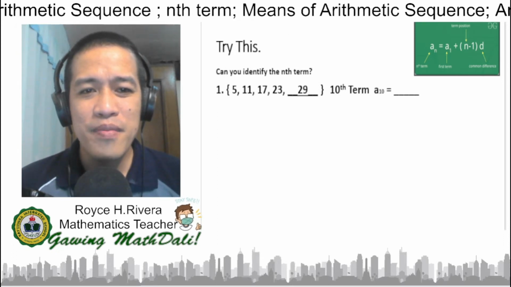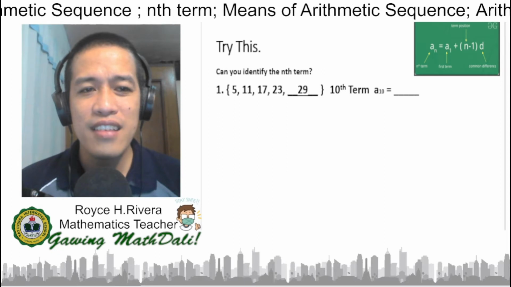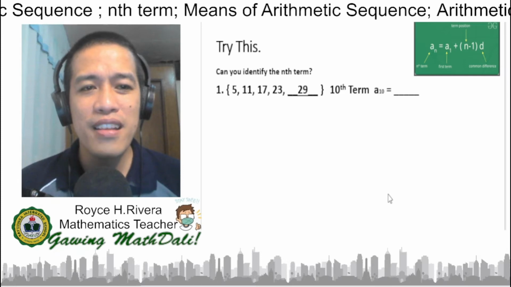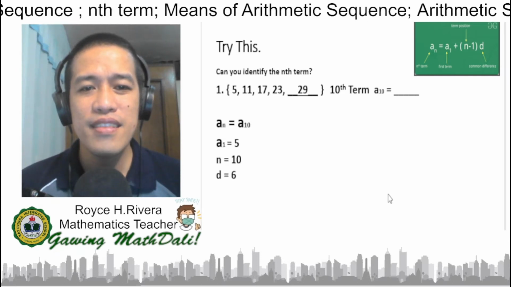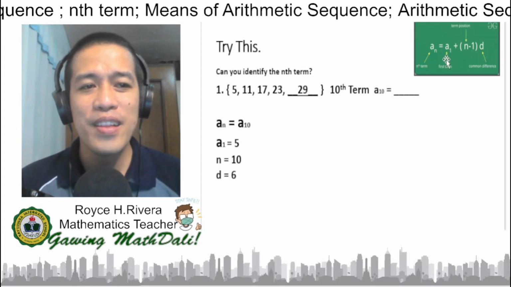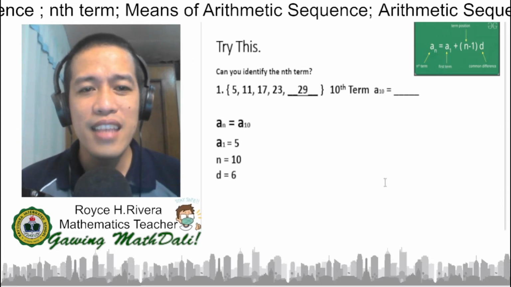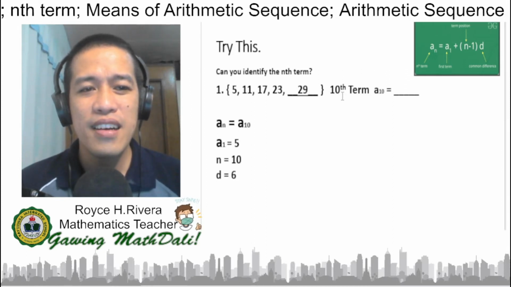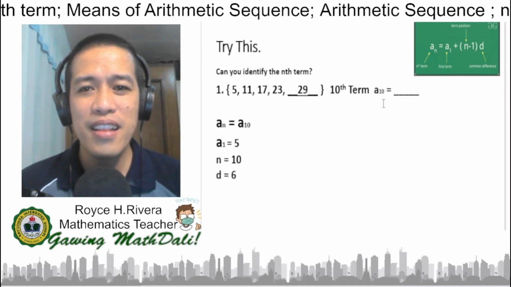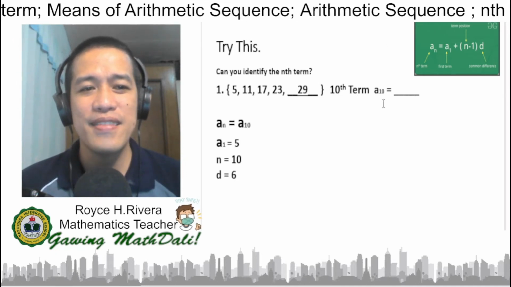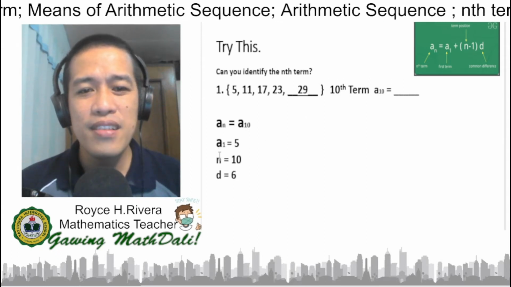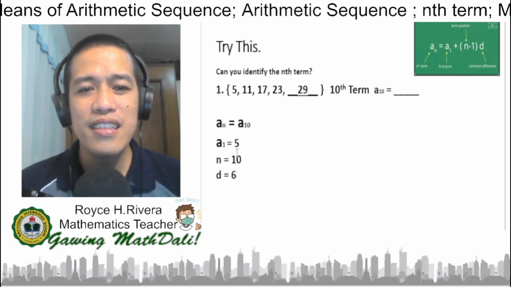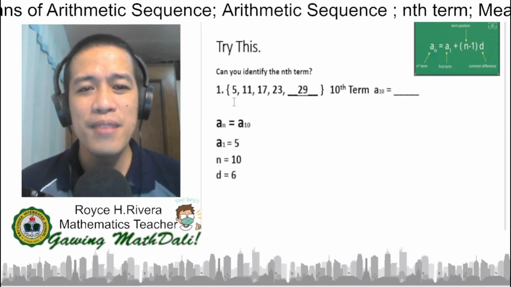The 10th term of the sequence is asked. We need to identify the following. A sub n, or the nth term. In this case, A sub n is the 10th term of the sequence, or in symbol, A sub 10. The first term, or A sub 1, is 5 based from the given sequence.